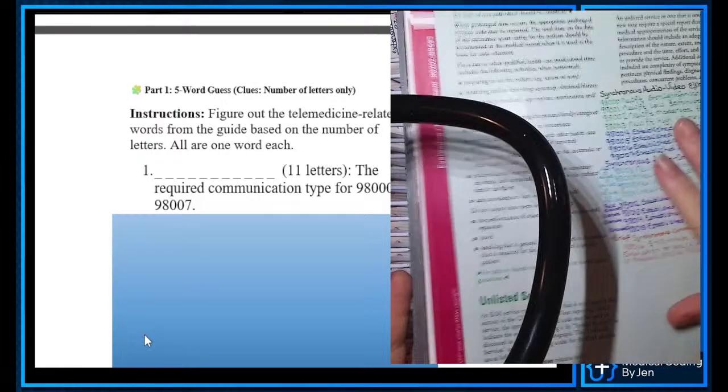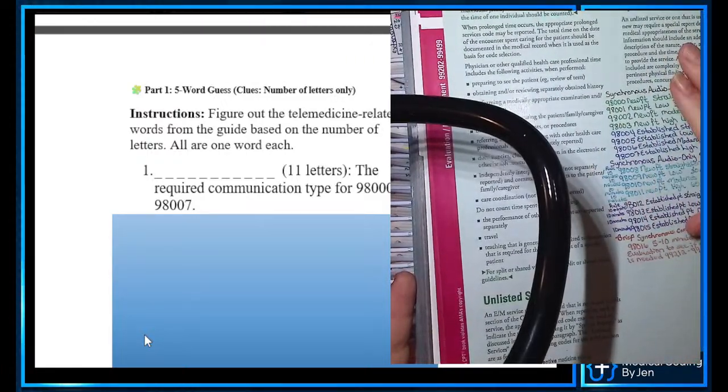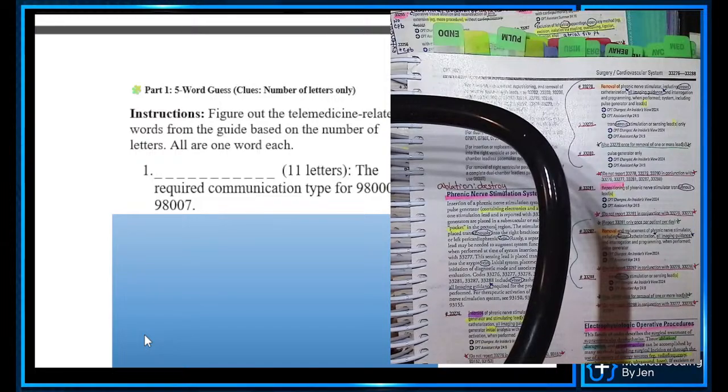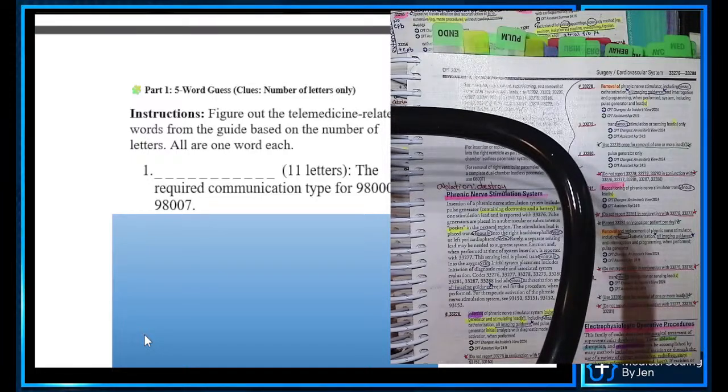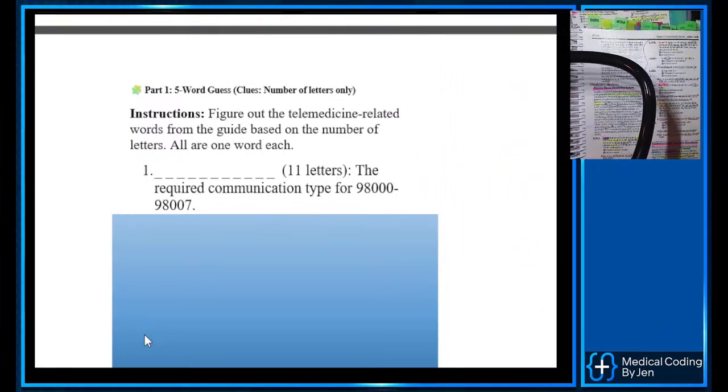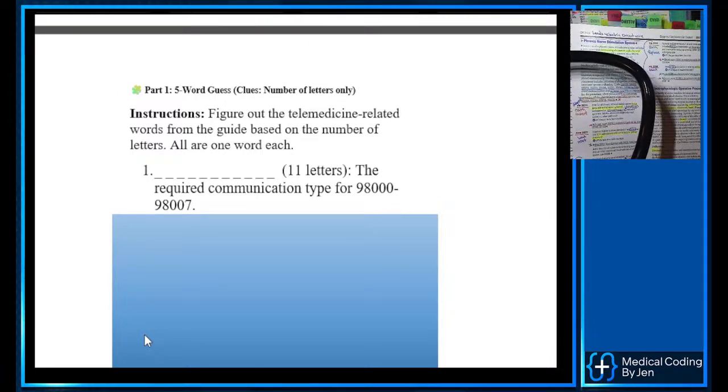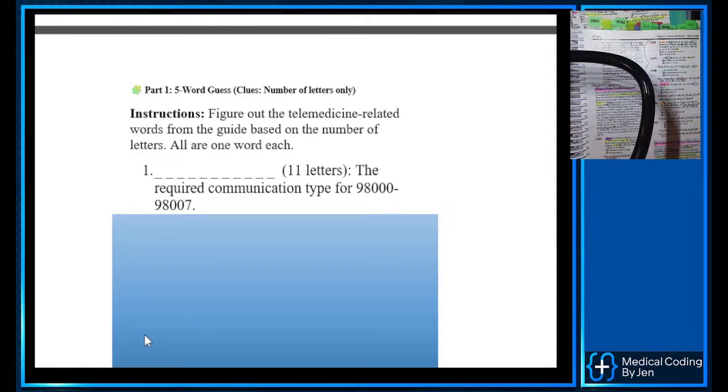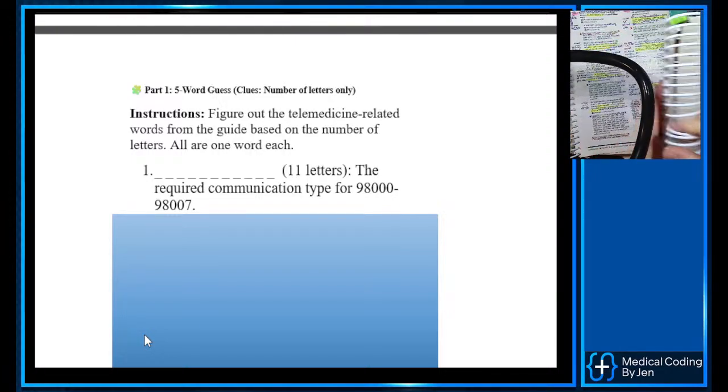So if we were talking about these telemedicine codes, can you guys figure out, if anybody has the 2025 book, what would be an 11-letter word about telemedicine? Anybody think about what it might be? What is one of the words that they might mention here? And you probably have to have, unfortunately, the 2025 book to figure it out.